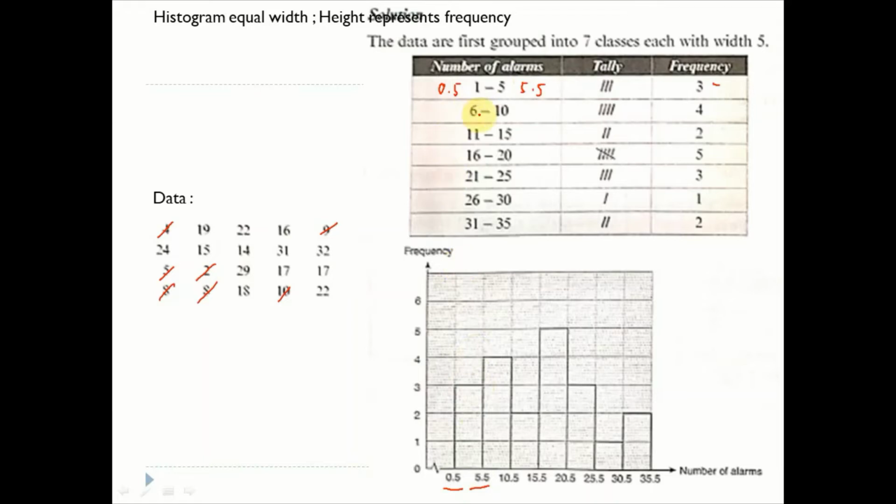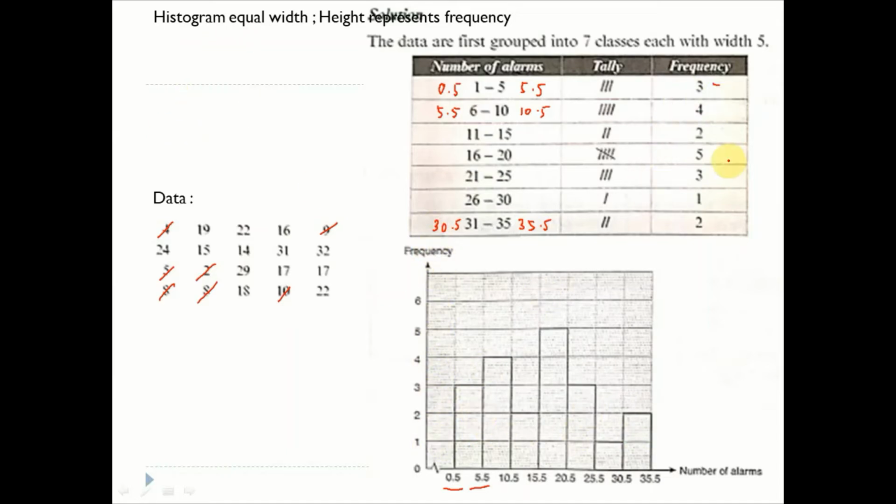Next, this one is not 6 for the lower boundary, it's 5.5, which means minus 0.5. This one is not 10, it's 10.5. So from 5.5 to 10.5 should be 4. So 4. Okay. And then if we take just the last one, the lower boundary 31 minus 0.5 should be 30.5, and 35 plus 0.5 is 35.5. From 30.5 to 35.5 should be 2. So that is the first type of histogram, which is equal width, and its height represents its frequency.